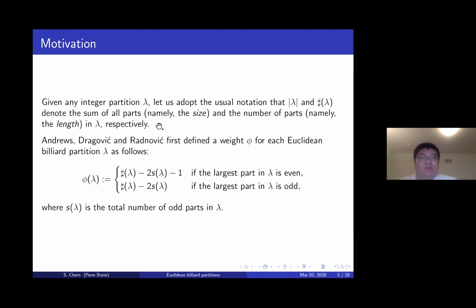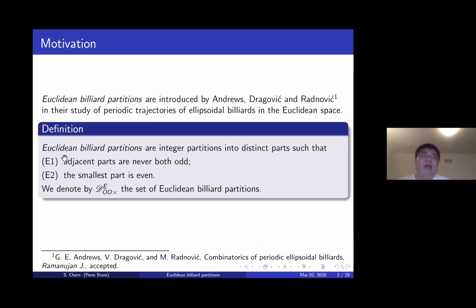Another thing is about this partition set. Let's go back to the definition. Here we have two restrictions, while the second one only restricts the smallest part. This means that the most important part of the restriction is the first restriction. It restricts the parity of any two consecutive parts. So another question is, can we just get rid of the second restriction and only consider the partitions restricted by the first one? From this perspective, the Euclidean billiard partitions are just special cases of this broader class of partitions.